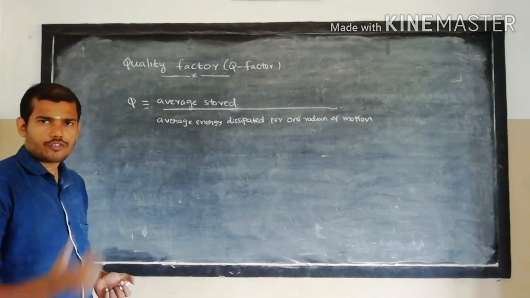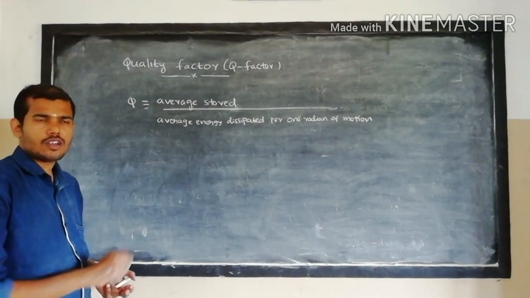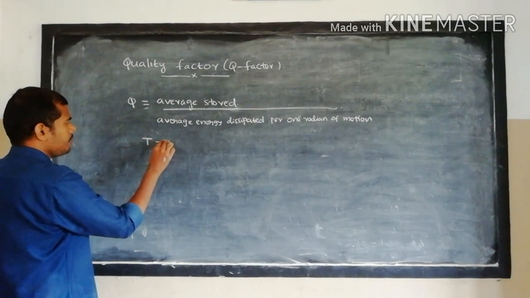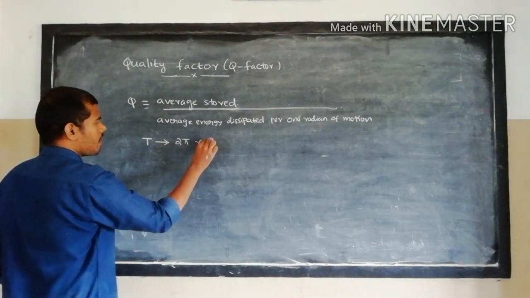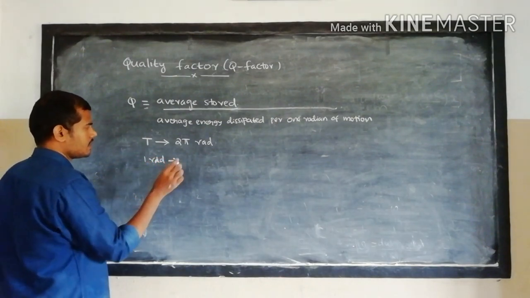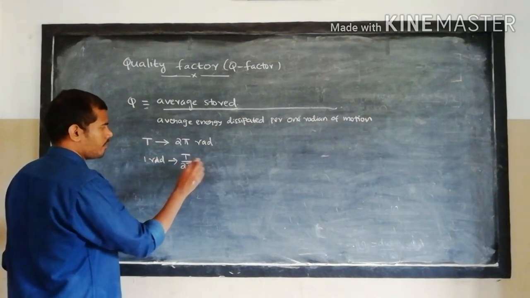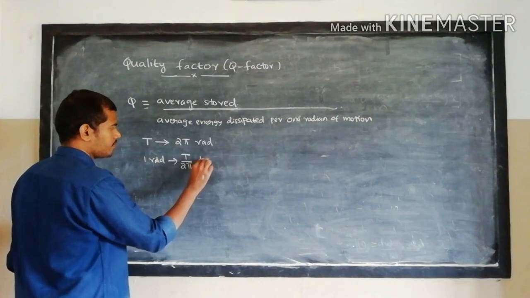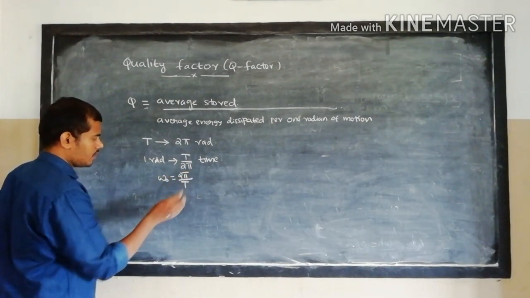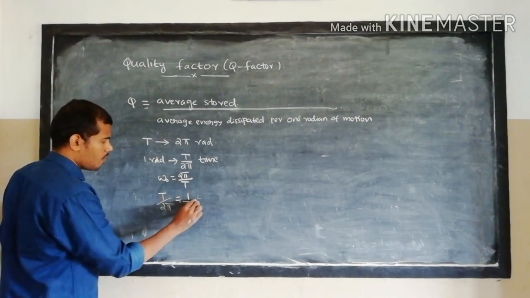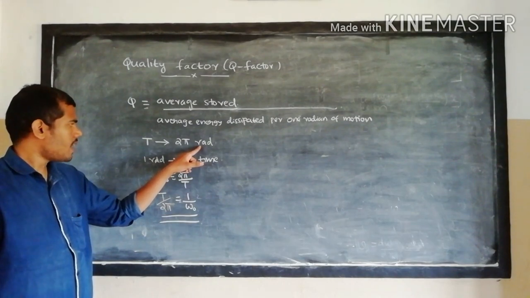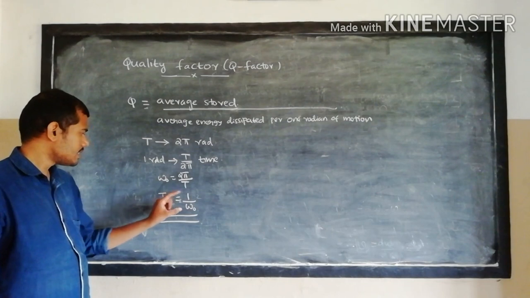During the motion, in order to complete 2 pi radian, the oscillator takes time period T. Within time T, it covers 2 pi radian. Therefore, in order to cover 1 radian, it takes T by 2 pi time. Omega 0 is equal to 2 pi by T, therefore T by 2 pi is equal to 1 by omega 0. So, in order to cover 1 radian of motion, our damped harmonic oscillator takes the time 1 by omega 0.